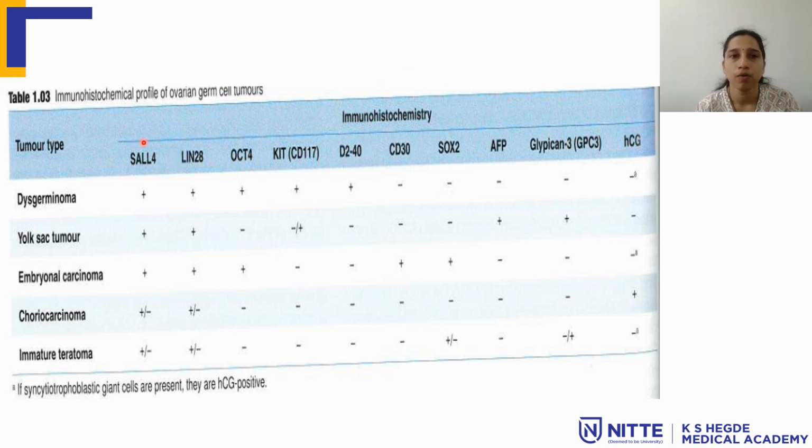Dysgerminoma will be positive for SALL4, PLAP, OCT4 and CD117 or D2-40. Yolk sac tumor, the specific marker is AFP. In addition, SALL4 and Lin28. Embryonal carcinoma will be positive in the first three markers like SALL4, OCT4, and also it is positive in CD30, which is positive only in embryonal carcinoma. Choriocarcinoma can be positive for HCG. Immature teratoma, there are no specific markers, but it can be positive for SALL4 or SOX2.